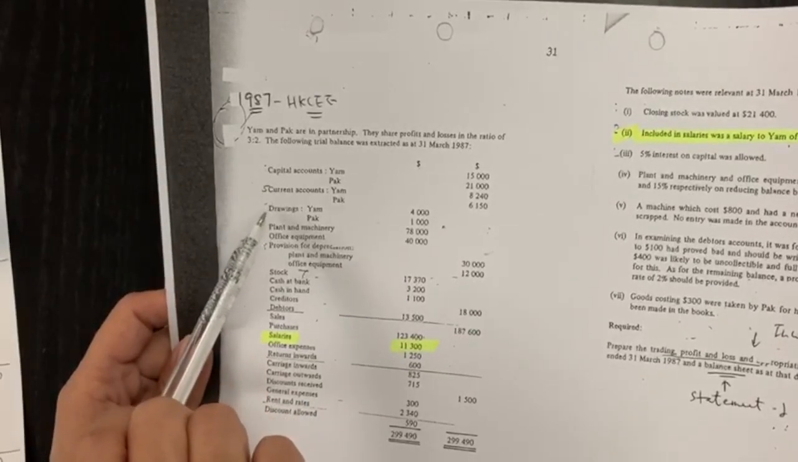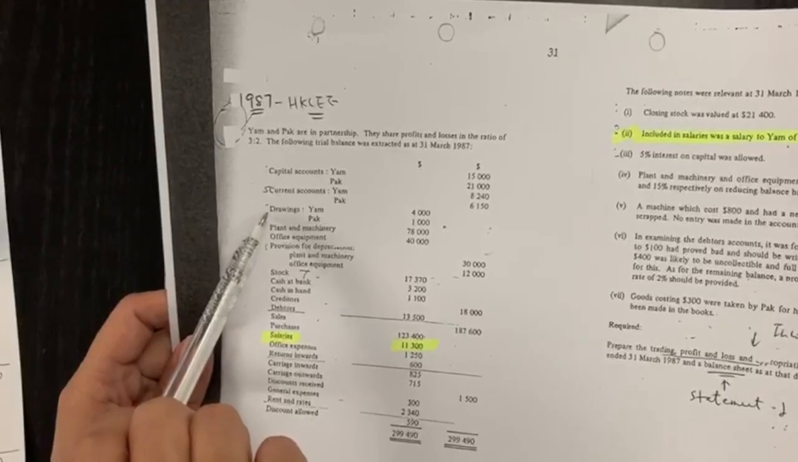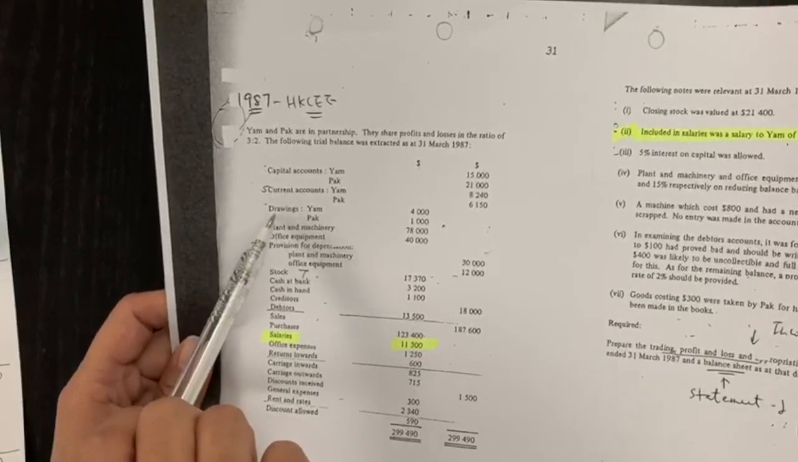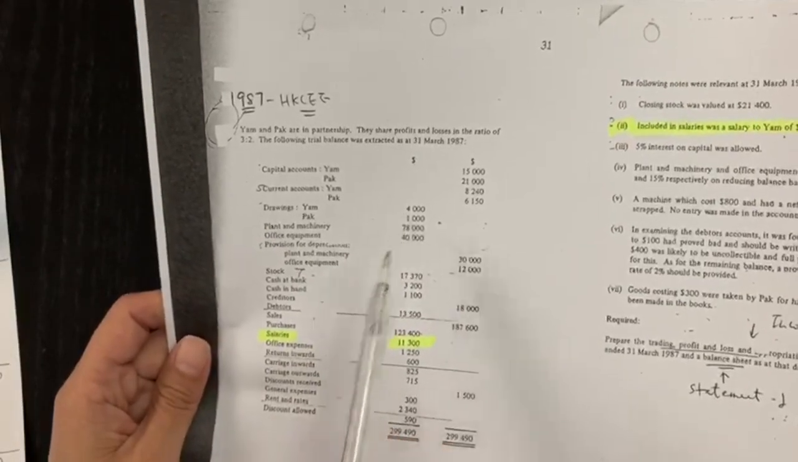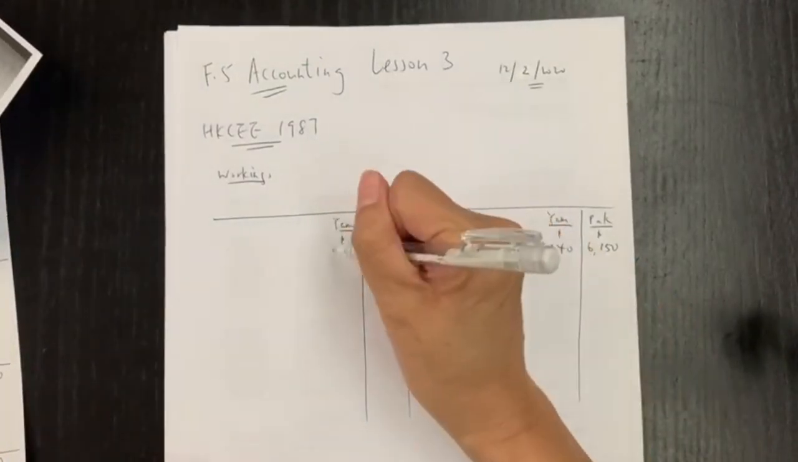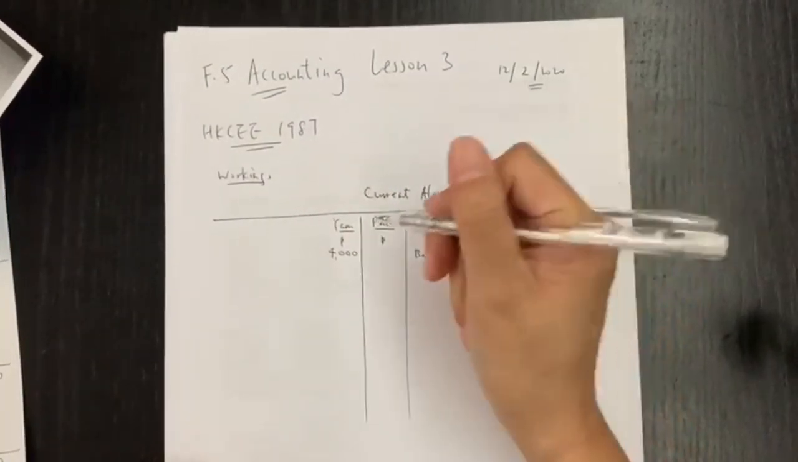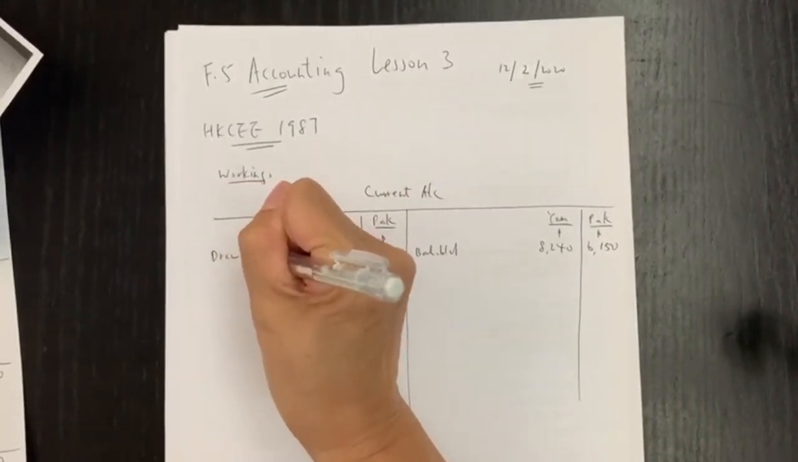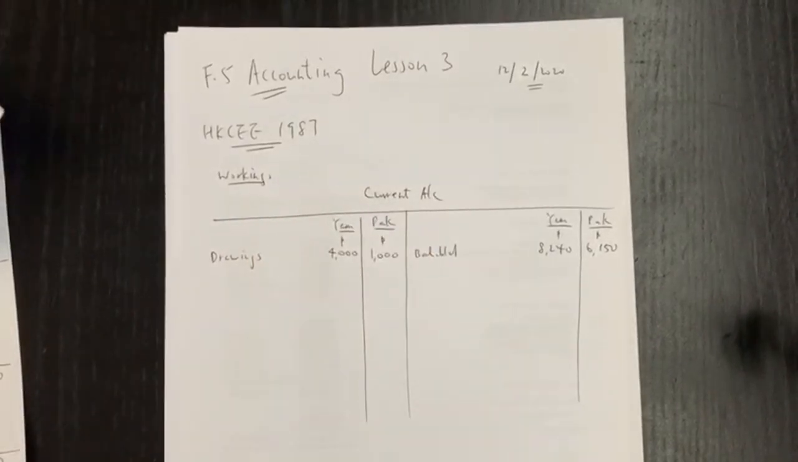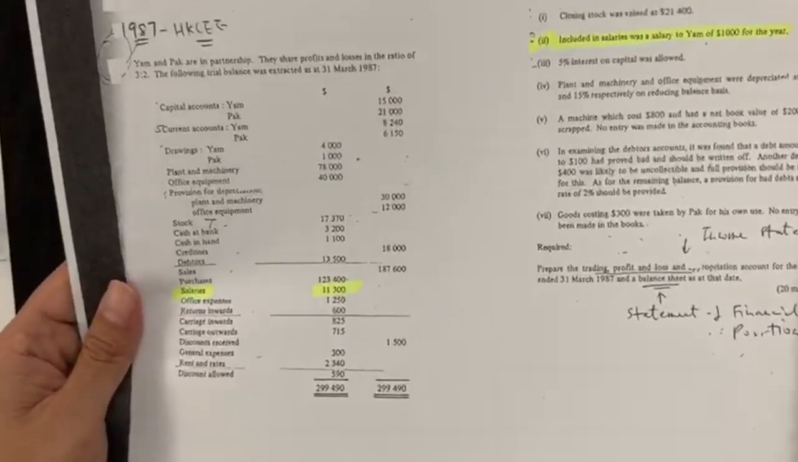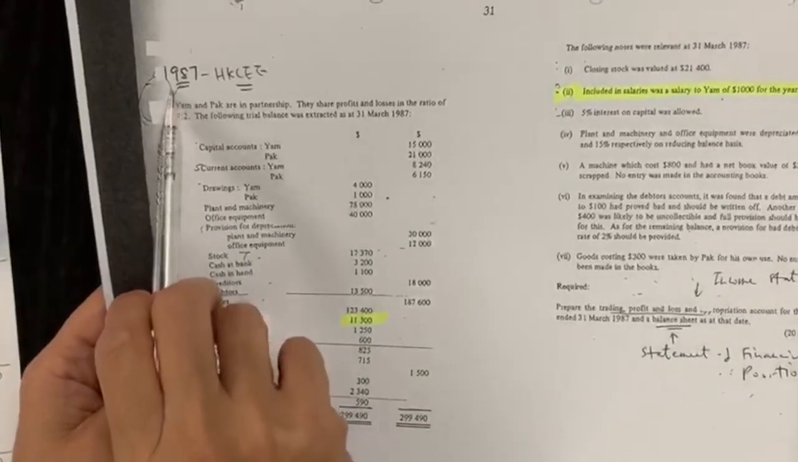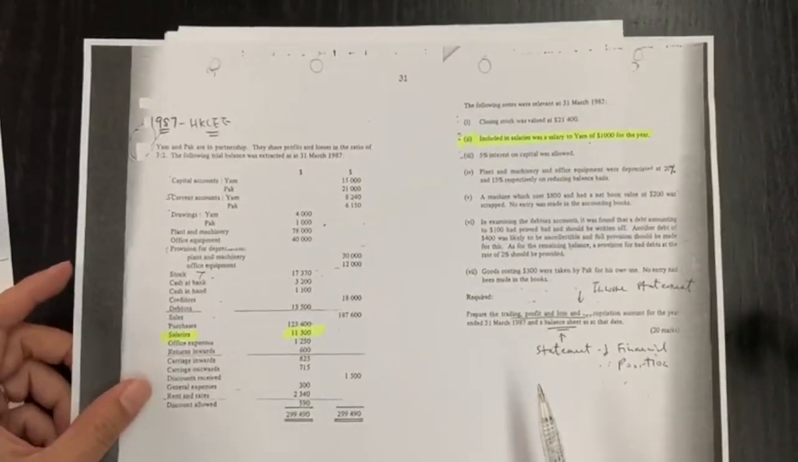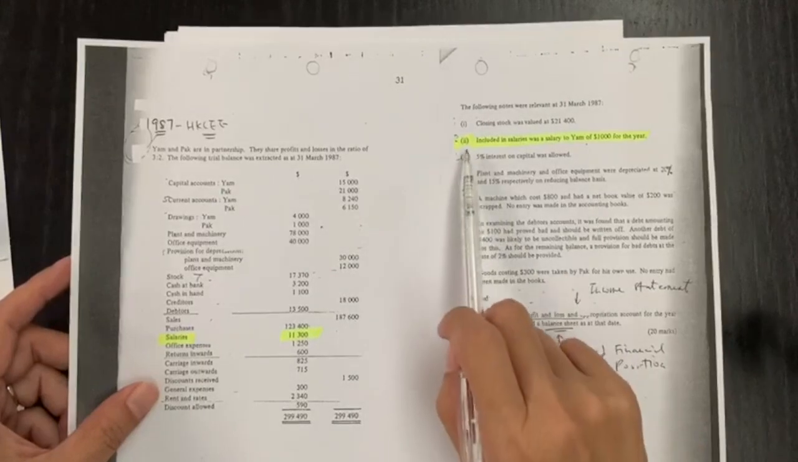Now we come to drawings. Remember where to close drawings. Since this is system 2, we don't bother the capital account, so drawing should be close to the current account. So therefore 4,000 for Yam and 1,000 for Pak, and this is drawings. Okay, all right, so this is system 2 using here in the question in 1987. All right, okay, and next, something very special in this question, which is related to point number 2.